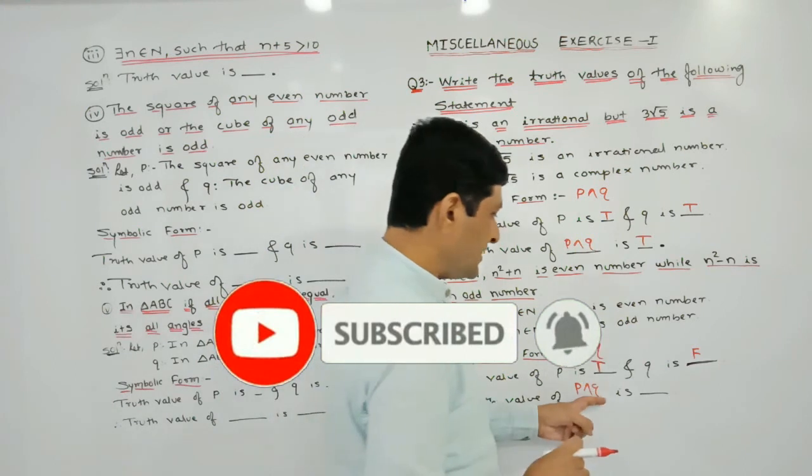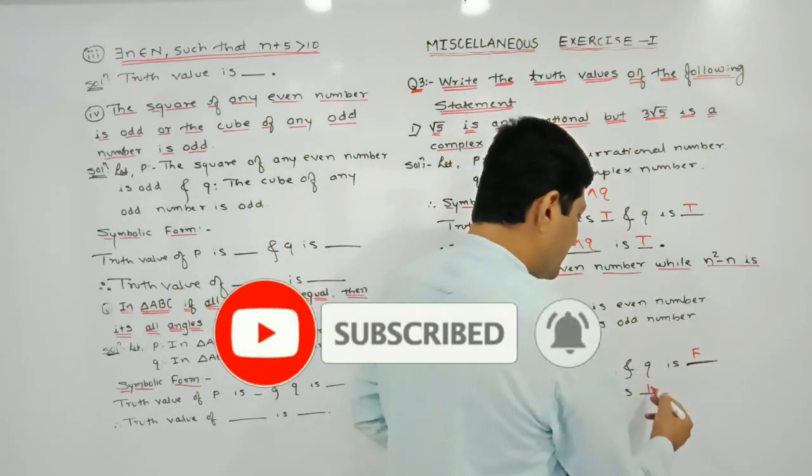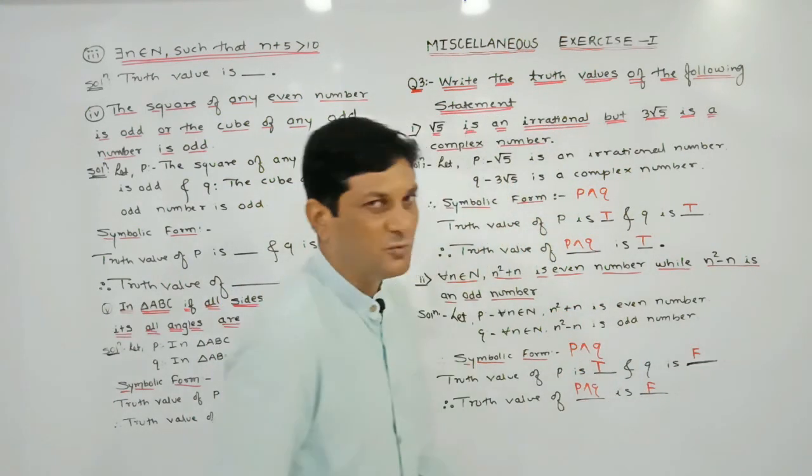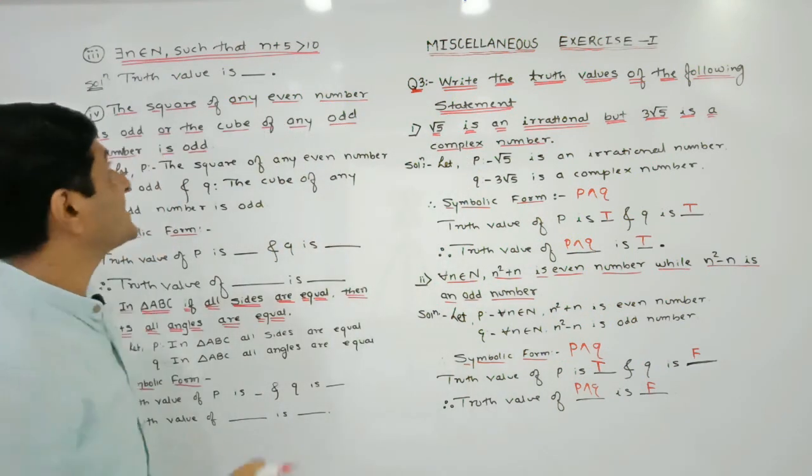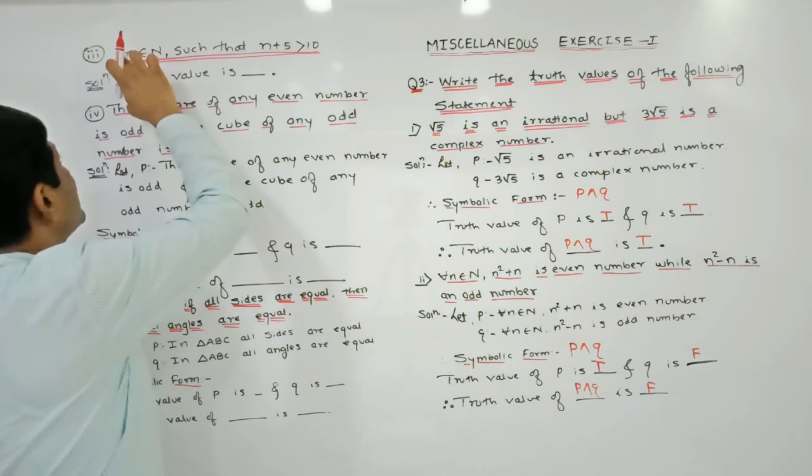False. So here Q is false, so that's why we can say that truth value of P and Q will be what? False. Now observe the example number 3. In this example, what is the given statement?